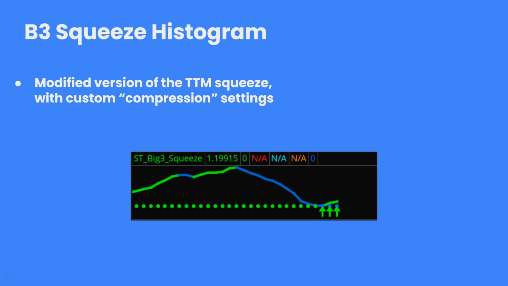Then we got the squeeze histogram. So if you're familiar with the Squeeze Pro, you've got the low compression, the mid compression, and the high compression squeeze. The Big 3 squeeze is none of the above. It's a custom compression setting. It's kind of what I would call the sweet spot between the low compression and the mid compression.